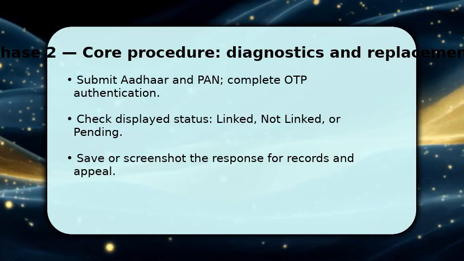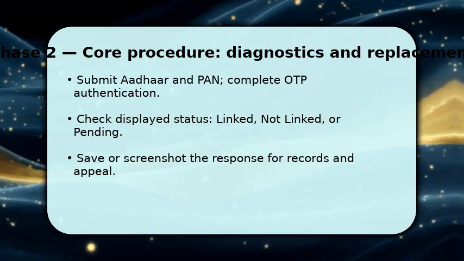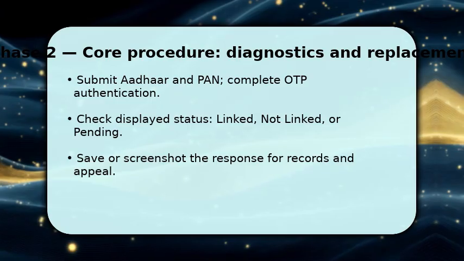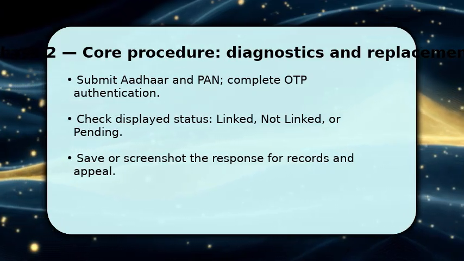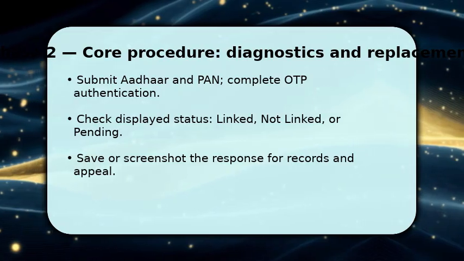The system uses OTP or masked verification to confirm identity. You will see one of three results: linked, not linked, or pending. Each has a distinct meaning for your tax records. If it reads linked, note the date.